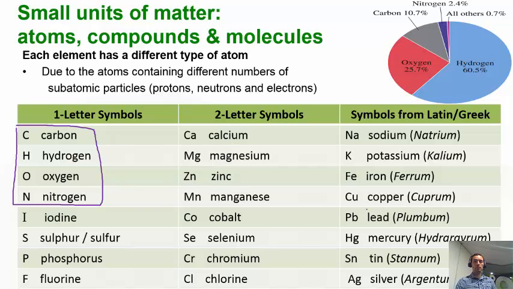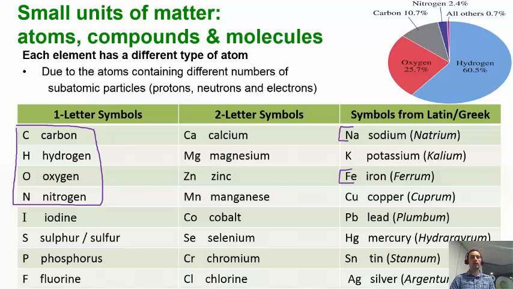Some of the more complicated names actually have their origin in Latin and Greek. For example, Na, which is sodium, actually comes from the word natrium. And potassium is K because it comes from kalium, Fe, iron, ferrium, etc. So the ones on the right hand side here, you can't really work it out. It's just one of those things you have to know. We'll only be seeing some of these commonly in the course. Sodium, Na, and iron, Fe, are probably the two main ones that we need to be aware of.